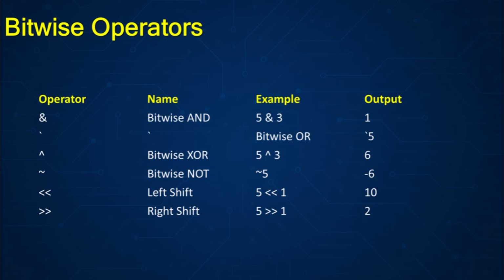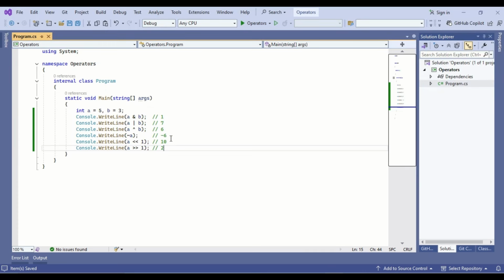Bitwise operators work on individual bits, yes, the ones and 0s. They're not very common for everyday business apps, but are vital in graphics, security, and system-level code.